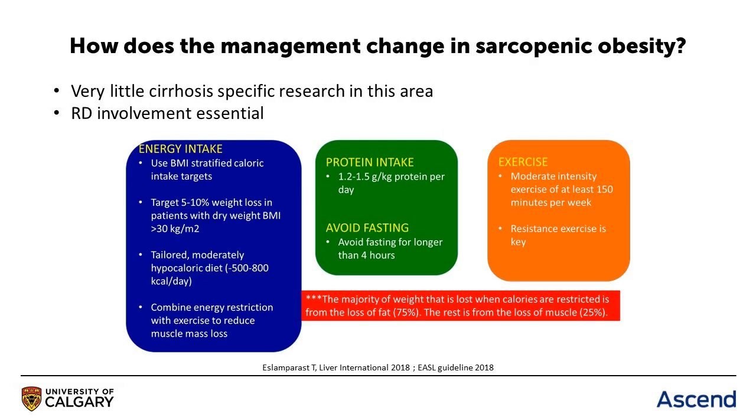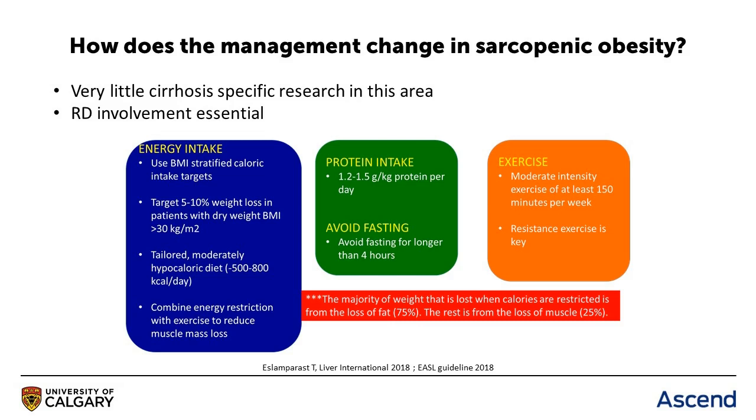Now, obviously, we need to change the prescription a bit for those patients that are obese and have malnutrition or sarcopenia. The basics stay the same. You just want to change your energy a little bit. The guidelines would say tailor it to the patient, but take off probably 500 to 800 kilocalories to try and get them to lose up to 10% body weight, which is what we know is correlated with improvements in liver histology or inflammation.